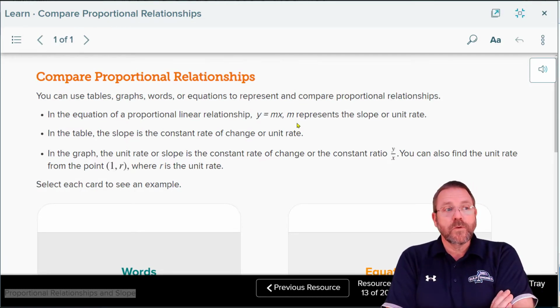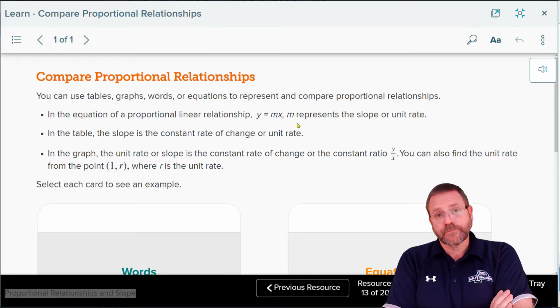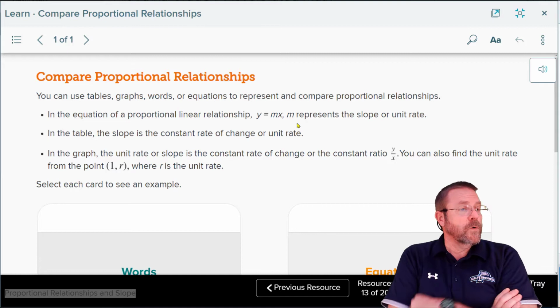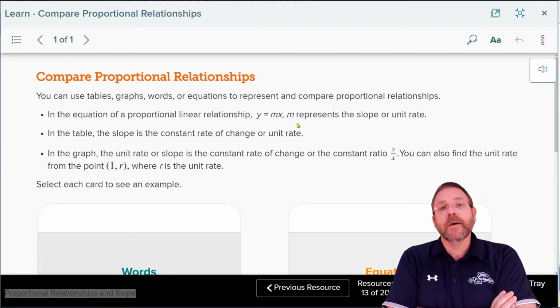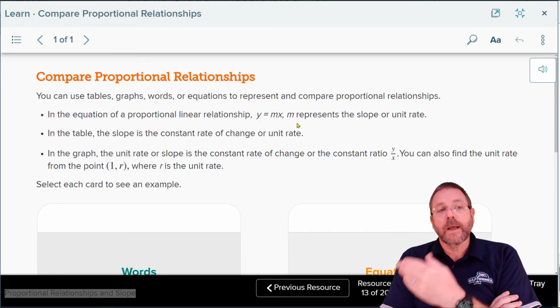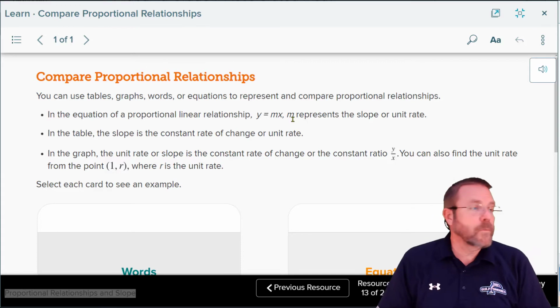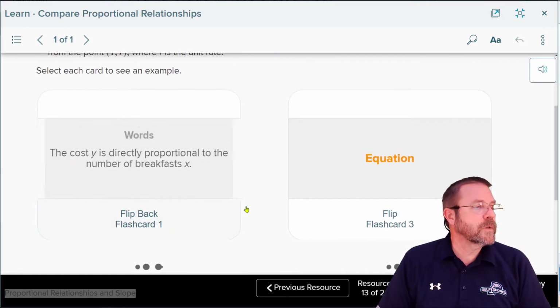M is going to represent your slope or your unit rate. It's the same thing. In a table, the slope is going to be the constant rate of change, also known as a unit rate. In a graph, the unit rate or slope is once again going to be your constant rate of change, and it's going to be represented by the constant ratio of y divided by x. You can also find the unit rate from 0,1, r, where r is going to be your unit rate, and we will hopefully just explain that last part a little bit more, because that sounds kind of confusing, doesn't it?